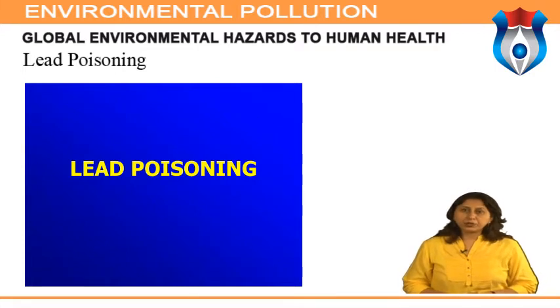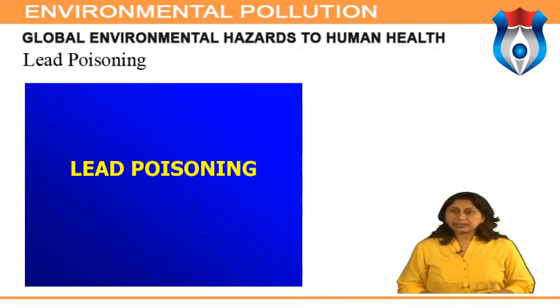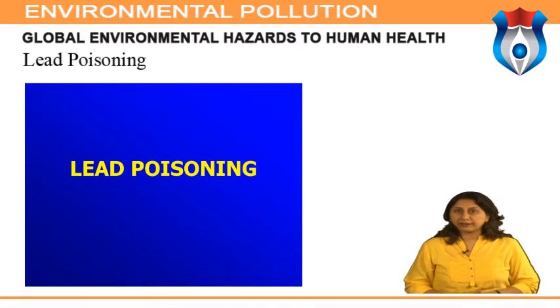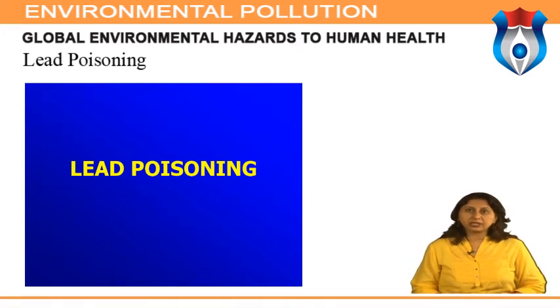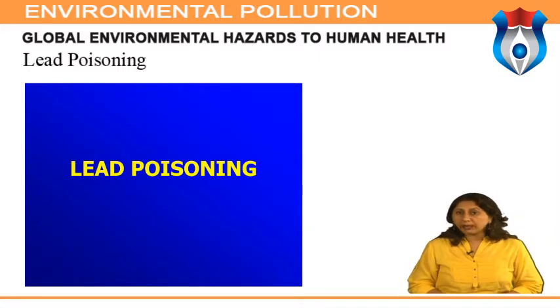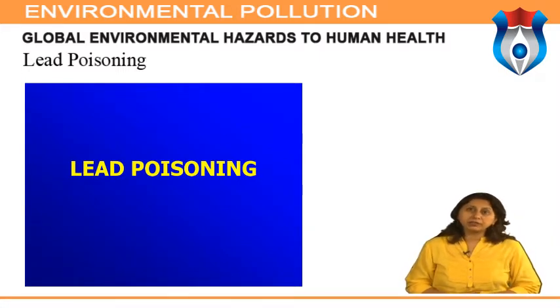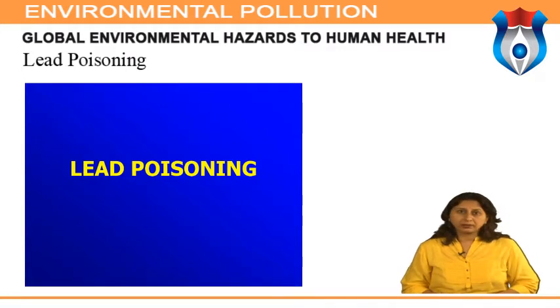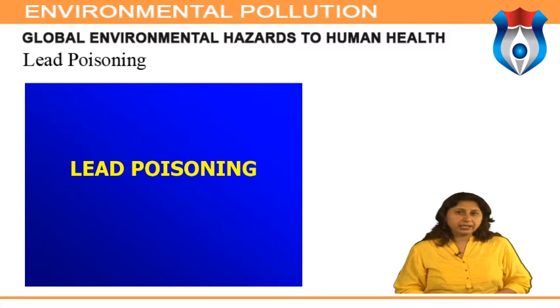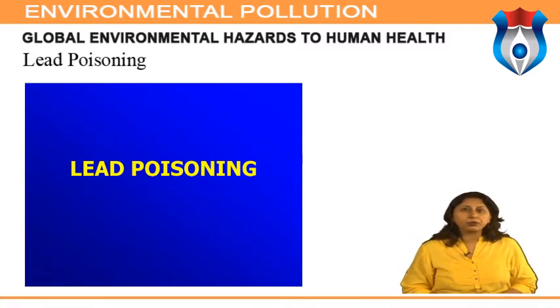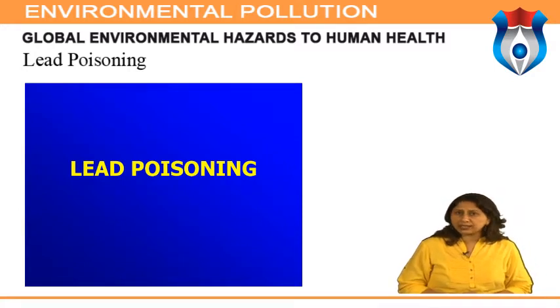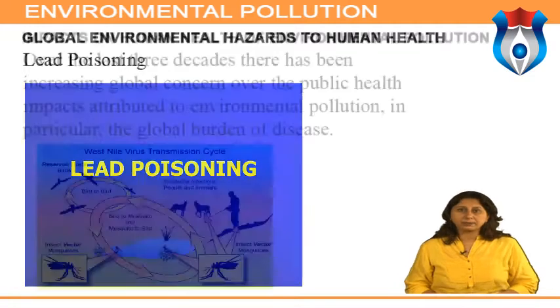Lead poisoning is also called plumbism. This is because of the ill effect of lead and lead-containing materials on various organs. Lead has no beneficial effects, and children and women are most vulnerable. The World Health Organization, WHO, estimates that 1.2 crore people are overexposed to lead, and 99% of the most serious cases are in the developing world.